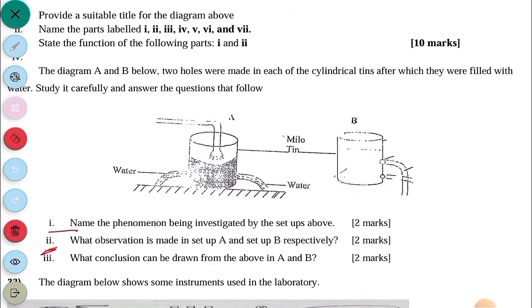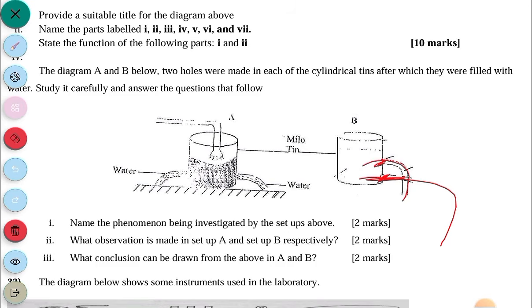Then the II says what observation we made in setup A and setup B respectively. So with A, the rate at which the water will be gushing out will be the same because the holes were made at the same depth. So the pressure of the water will be the same. But for B, realize that there are two holes. One is on top, then one is below. So if we say pressure increases with depth, it simply means that the lower the depth, the higher the pressure. So as you go above, the pressure reduces.